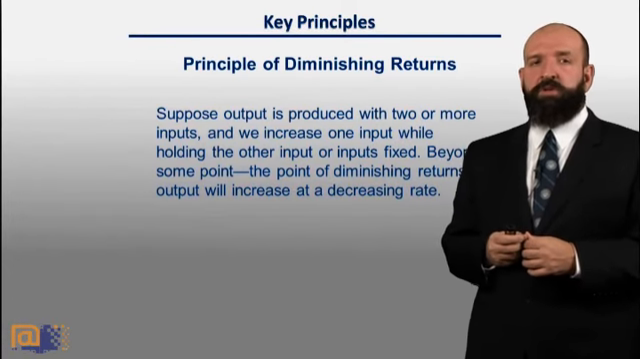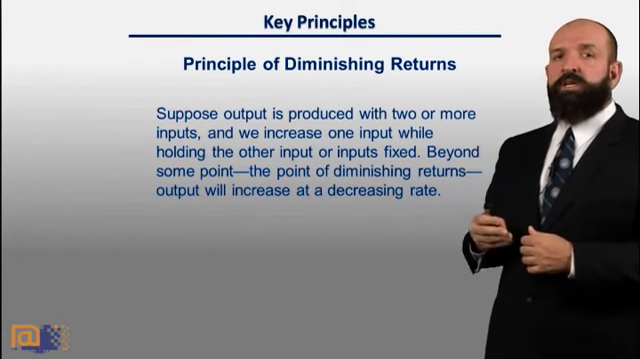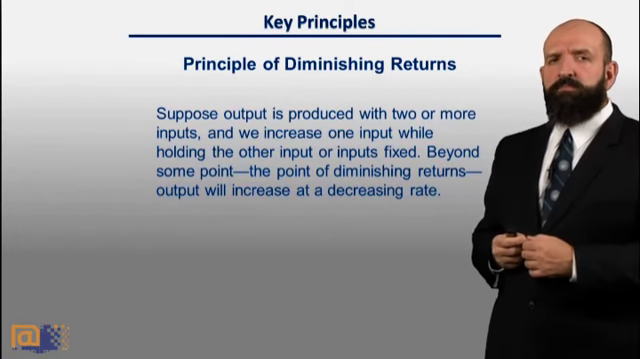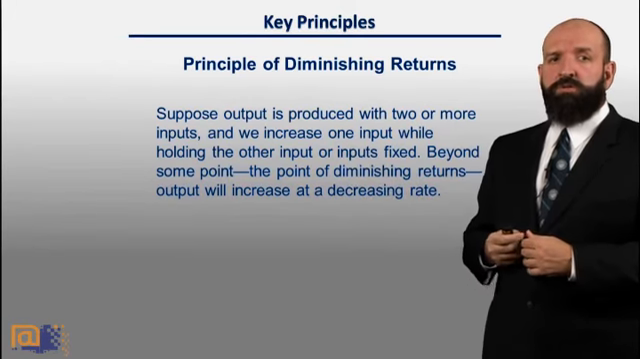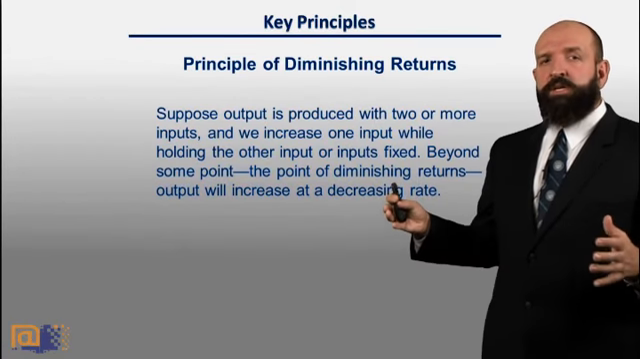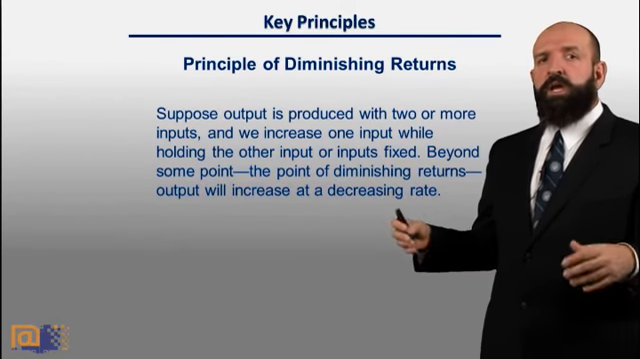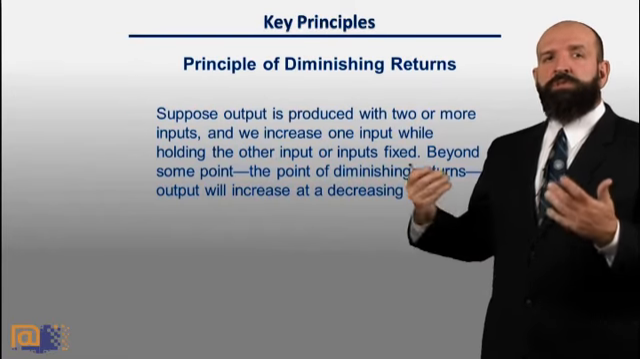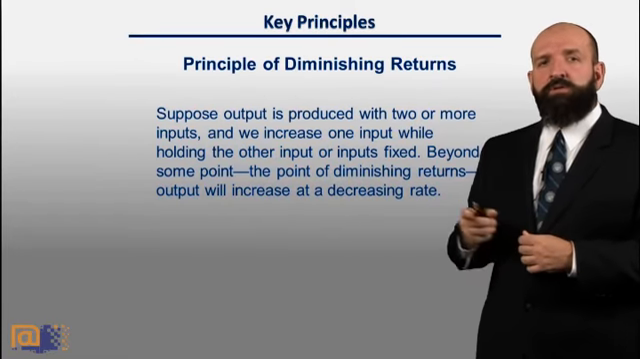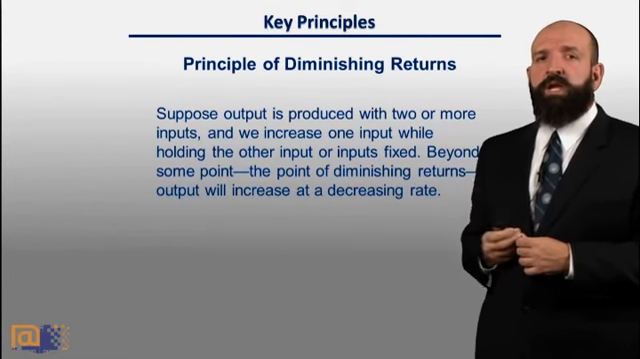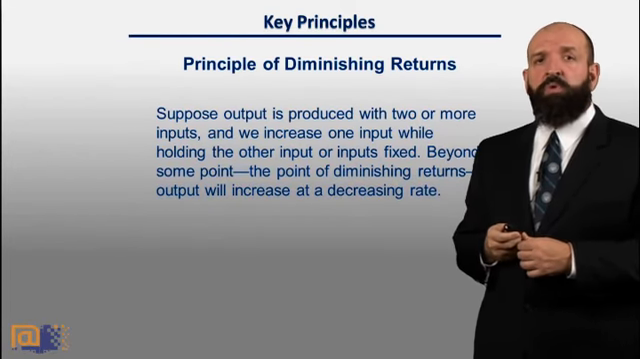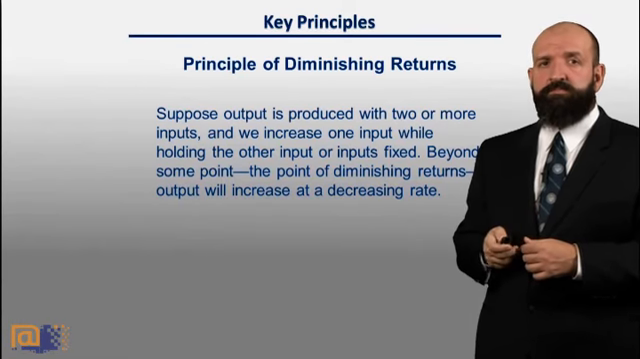Principle of diminishing returns. We all know that as we increase one of the inputs, your total output is also going to increase. So if you have several inputs and one of them is fixed, increasing the other will increase production. But at some point, those increases will come at a smaller rate, or diminishing rate. That point is known as the point of diminishing returns.